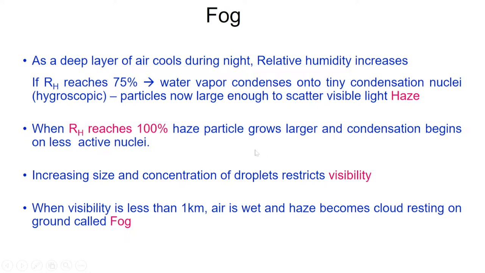However, relative humidity keeps on increasing because during the long nights there is a lot of thermal emission, so the temperature reduction is still going on. As the relative humidity keeps increasing, these particles grow in size as well as in number. Therefore, our visibility further reduces. So when the visibility reaches less than 1 kilometer, we call it fog, or a cloud resting on the ground.